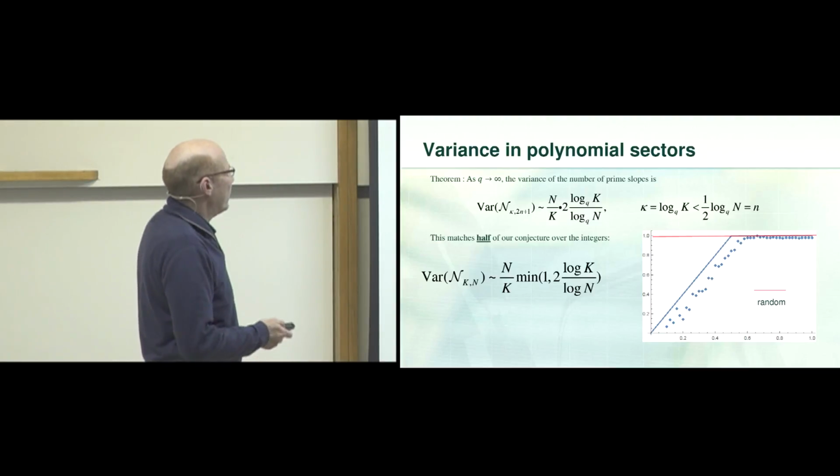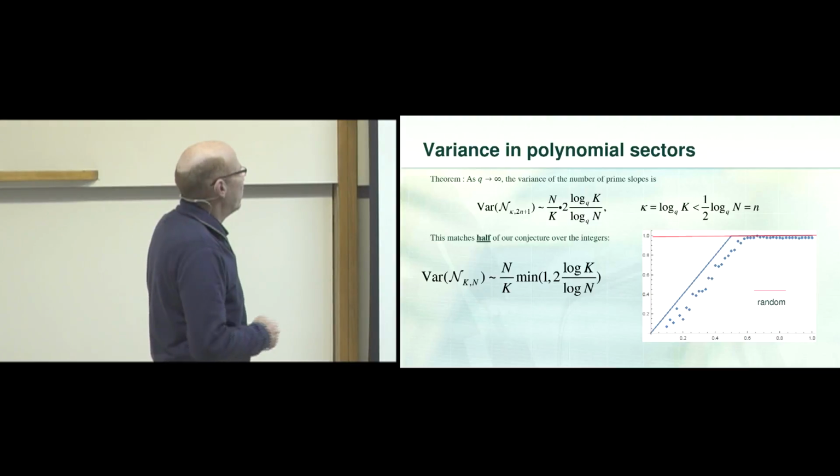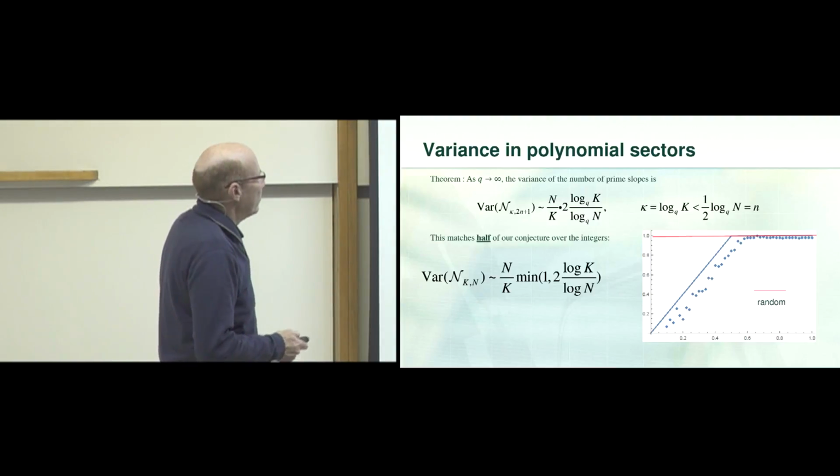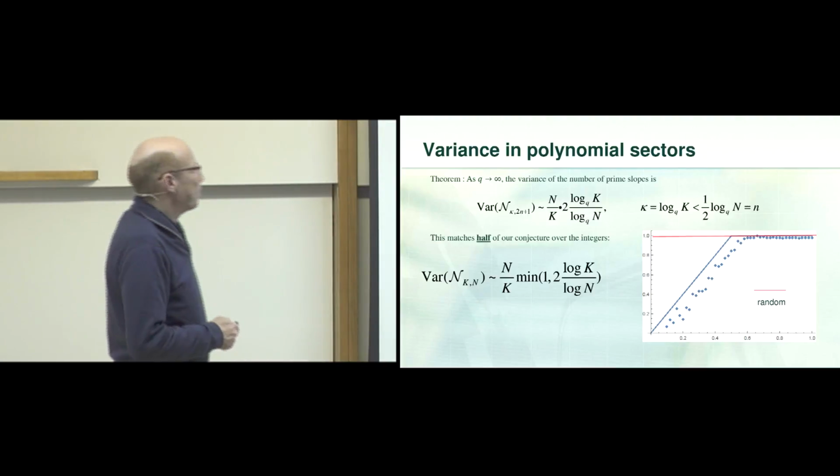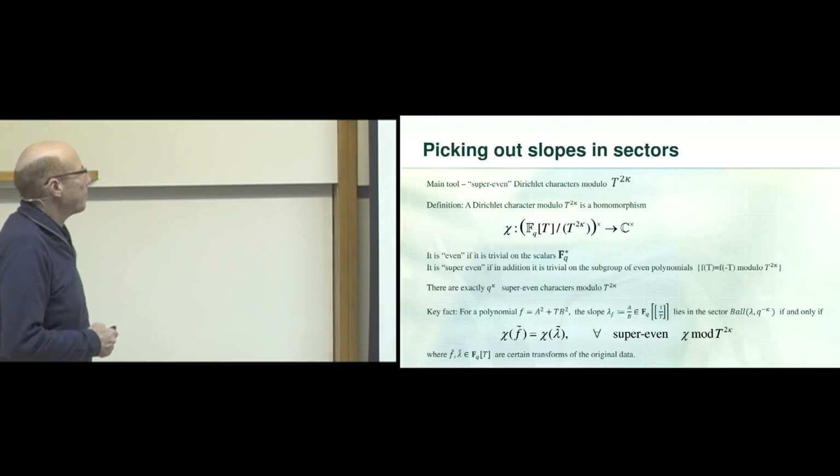And unfortunately, this regime we don't know. So this conjecture is now supported by an actual theorem for the variance in this regime, where the slope is supposed to happen.